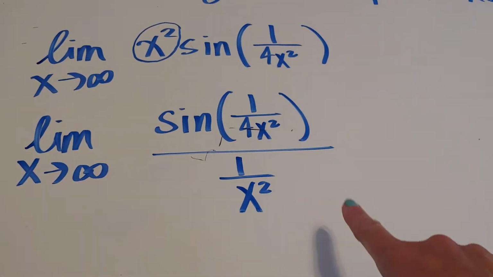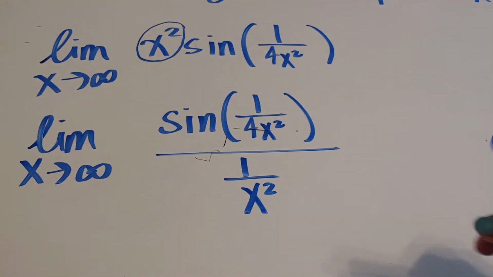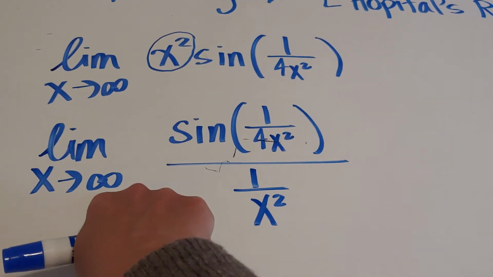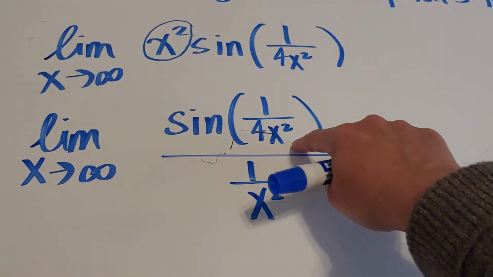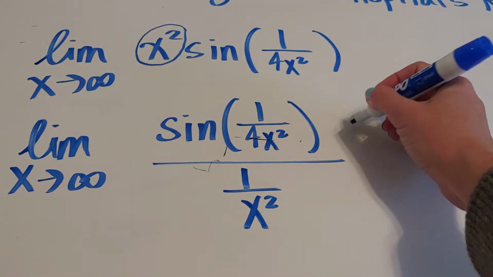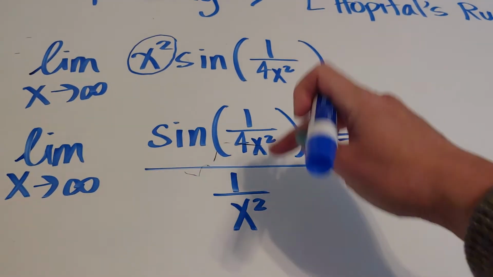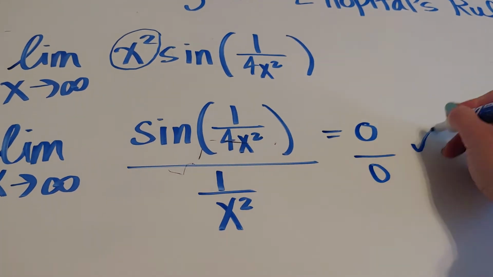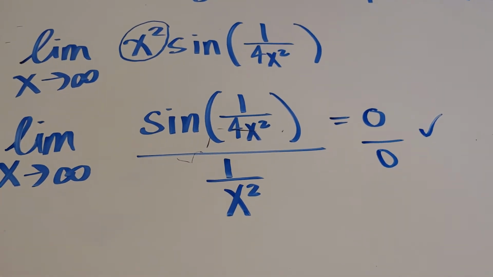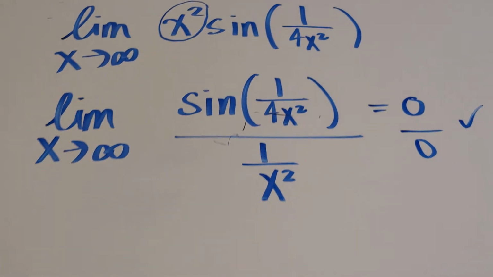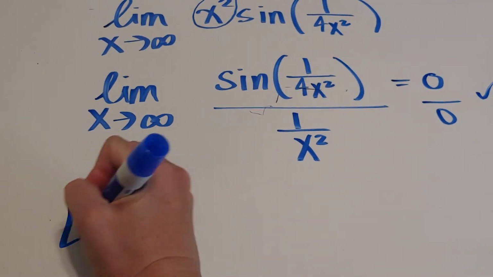Okay, but let's make sure that I get infinity over infinity or 0 over 0. If I plug in infinity, I get 1 over infinity, which is 0. The sine of 0 is 0. 1 over infinity is 0, so it does check out. Okay, so we're going to use L'Hopital's rule. Here we go.